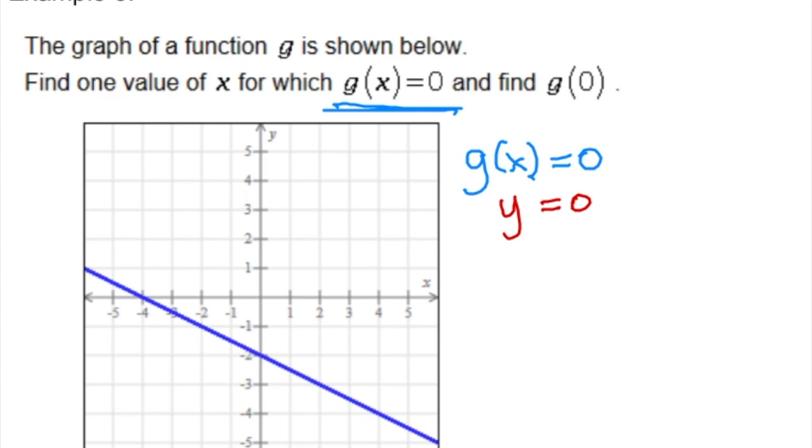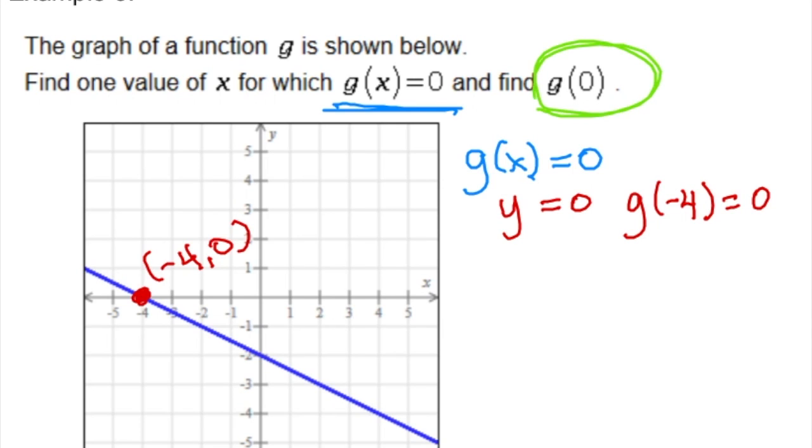So this point here has coordinates -4, 0. Remember, y was supposed to be 0. So that means that we can say that g of -4 equals 0. So for an input value or an x value of -4, we get a y value, an output value of 0. So the other thing that we're asked about here on this one is, what is the value of g of 0?